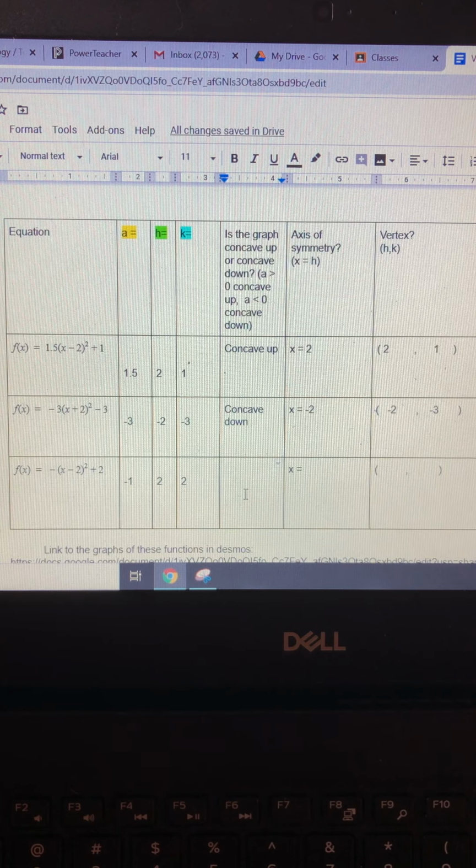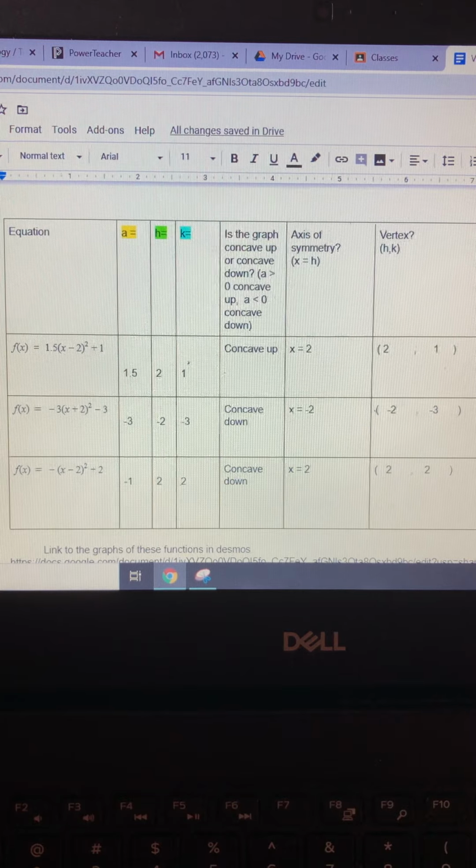The first thing we notice is that a is negative, and because a is negative, we can expect our parabola to be concave down like a frown. The next thing we can determine is that the axis of symmetry is going to be the vertical line x equals h. In this case, h is 2, so our axis of symmetry should be the line x equals 2. And last but not least, the vertex of our parabola has coordinates h and k. So the x-coordinate will be 2, and the y-coordinate will be 2 as well.